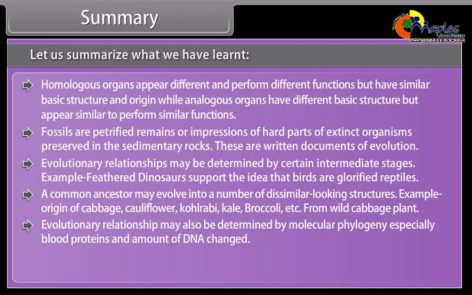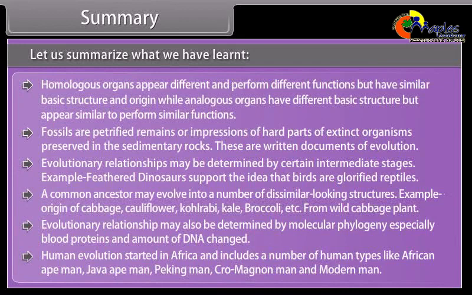Evolutionary relationship may also be determined by molecular phylogeny, especially blood proteins and the amount of DNA changed. Human evolution started in Africa and includes a number of human types like African ape man, Java ape man, Peking man, Cro-Magnon man, and modern man.